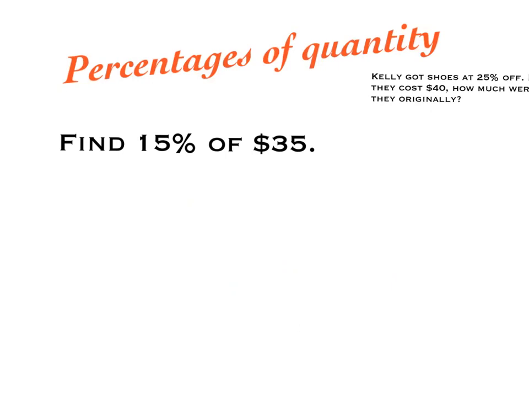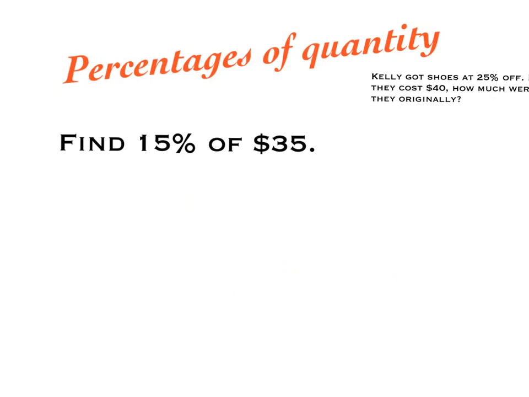Okay, so now I'm kind of doing the same thing. It kind of sounds like I'm doing the same thing, doesn't it? But now I've got a quantity. So now I'm saying find 15% of a quantity. I'm not saying I've already got like $2 out of 35. Now I'm saying I've got a certain percentage of that 35. So I've got 15%.